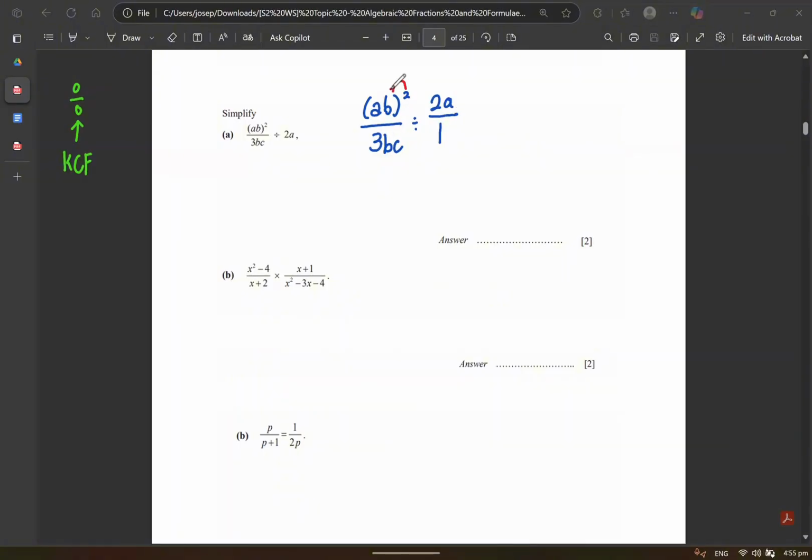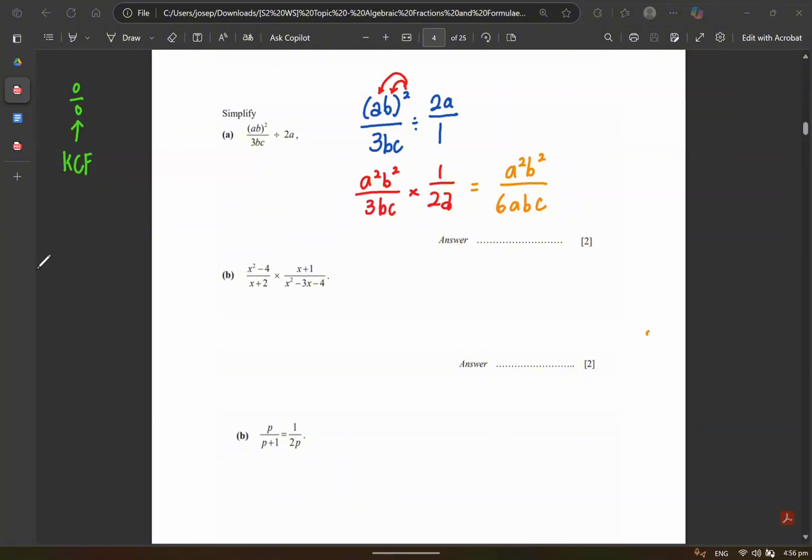All right, I want to make sure I split the square, so A squared, B squared over 3BC times 1 over 2A. Is this something that you can understand? Okay. Here itself, A squared, B squared over 6ABC. All right, and that is your answer.